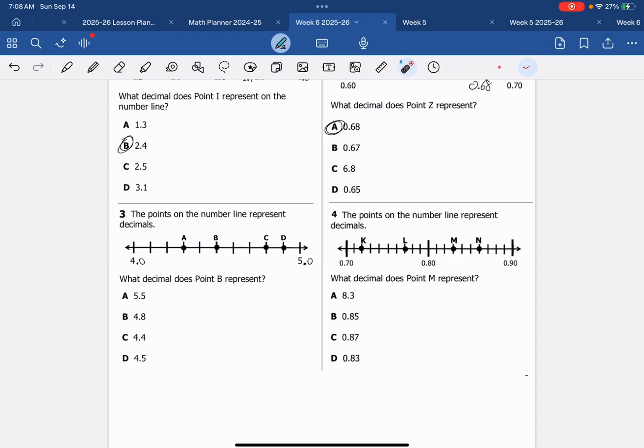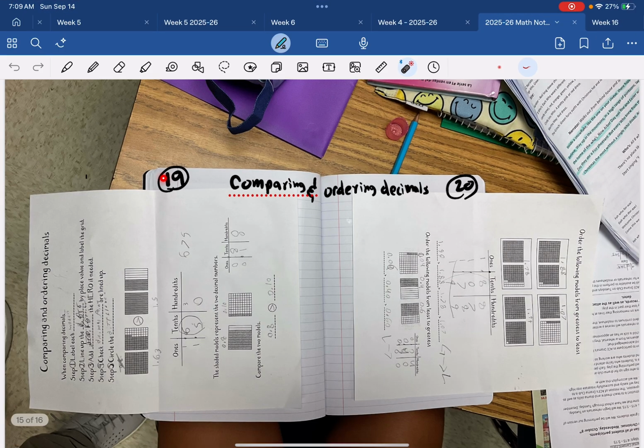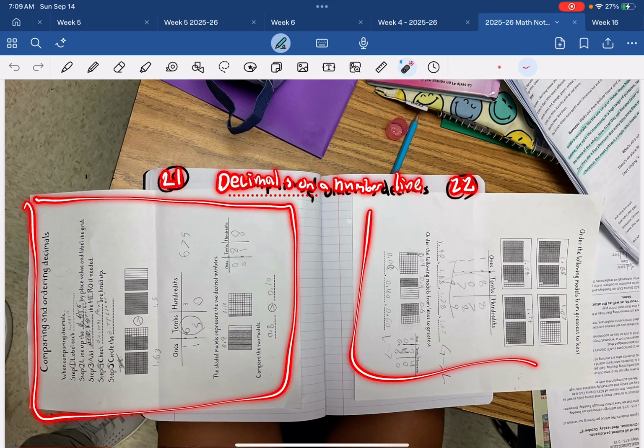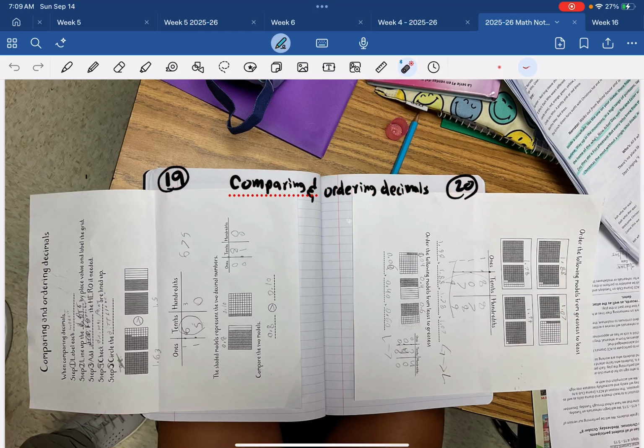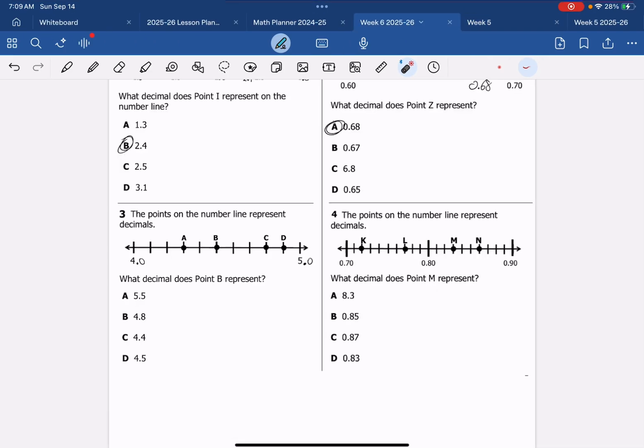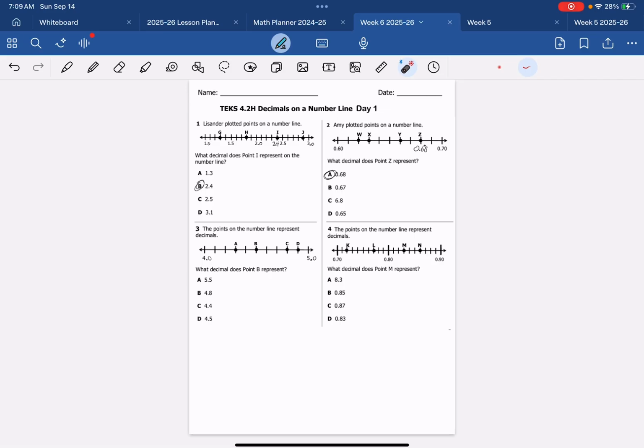Once you're done with that, you're going to go back to your notebook. And like I said, we're pretending this is page 21. This is page 22. This is your decimals on a number line notes. And here you're going to put the notes that we did earlier. And then on this other side, you're going to put the paper that I just showed you, which is this one. Okay, so you fold and glue, and then you are done for the notes.